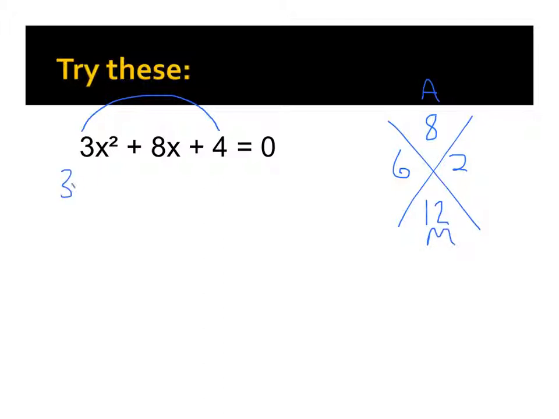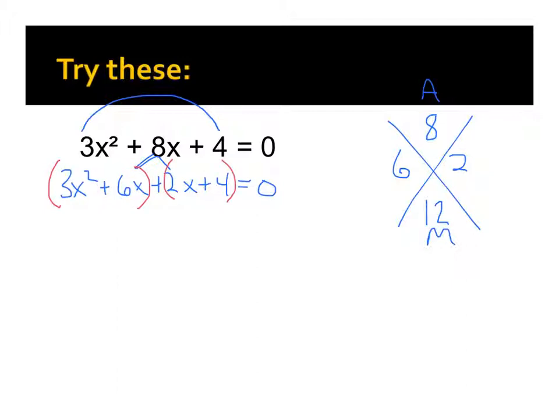So I'm going to have 3x squared. I'm going to split that 8x up into 6x plus 2x. And then we add 4 equals 0. Remember, this 8x is split up into the 6x plus 2x. We don't just go to x plus 6, x plus 2, solve it and call it a day. We're better than that. This is rainbow method. There's more to this. So I group this one.